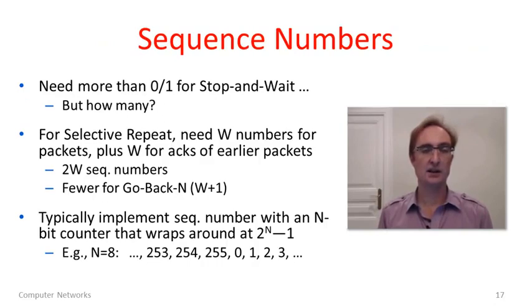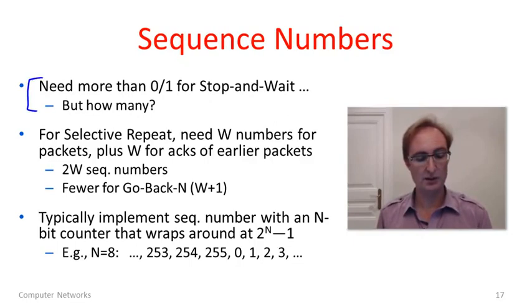Okay, so now you've seen the sliding window operation for a couple of these variations. One more detail I need to tell you about the sliding window is the sequence numbers. Remember, for stop and wait, we simply needed two sequence numbers, 0 and 1, and we can alternate between them. That's not going to work for a sliding window size W, because there can be more than 2 packets in the window, and we need different sequence numbers for every packet in the window at least. So how many sequence numbers do we need?